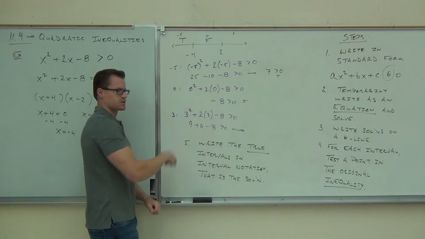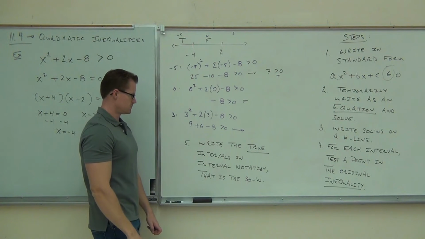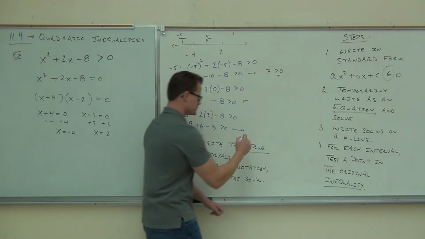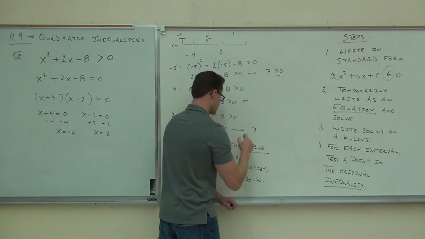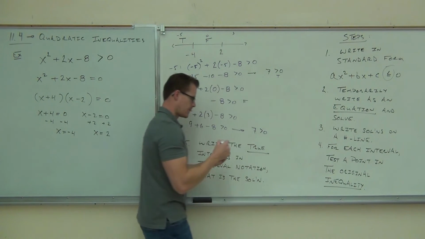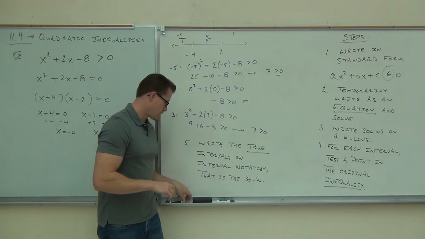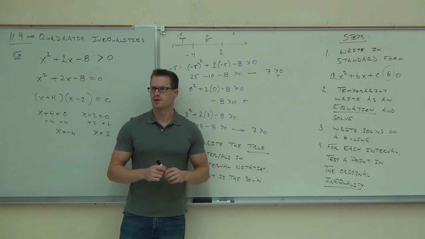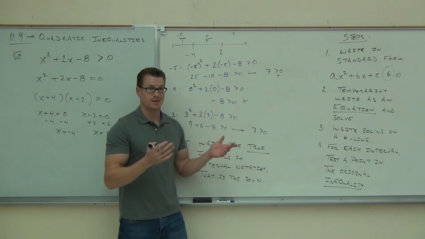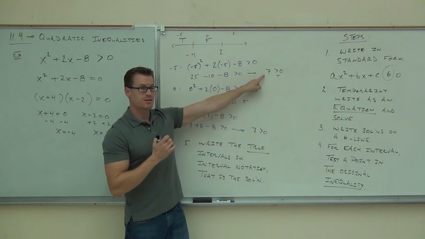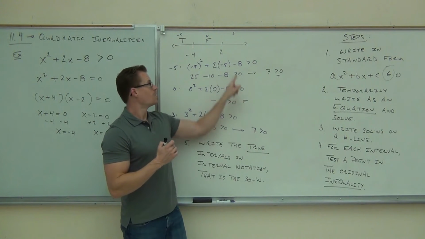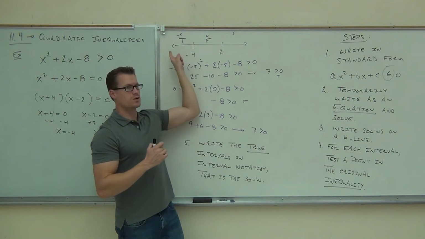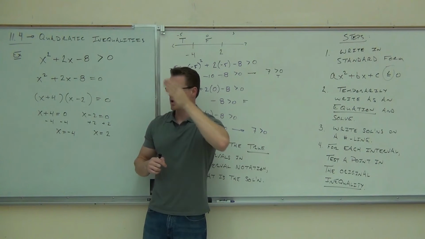This gives us how much? 7. 7 greater. Is that true or false? You're going to also see this a lot. It's kind of cool. 7? 7. You see that? 1 unit away this way, 1 unit away that way. That's because parabolas are symmetrical.